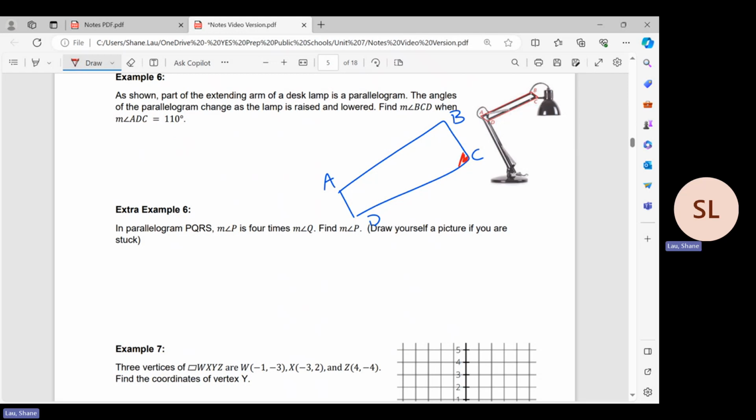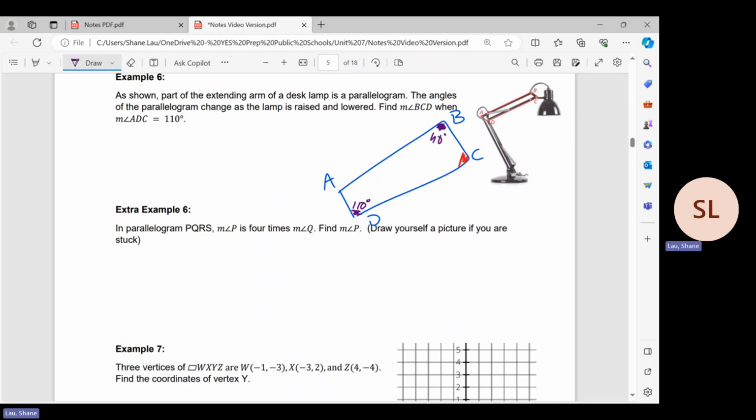We know that the measure of angle ADC, again, I don't know why they didn't say angle D, is equal to 110 degrees. So we know that this angle, ADC, is 110 degrees. Now there's two ways to solve for this. One is the longer way, and the second one is the shorter way. The longer way: I know angle D is 110 degrees, which means angle B is also 110 degrees. That just makes sense because they're opposite angles from each other.